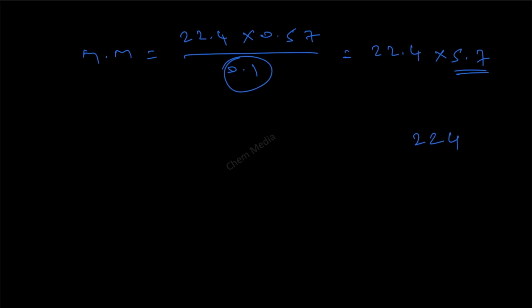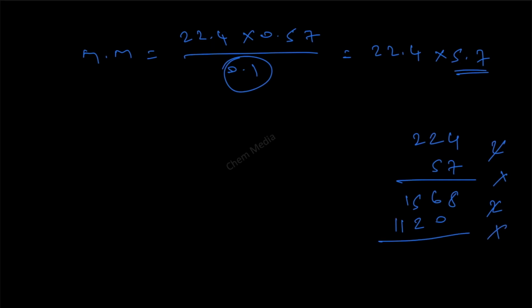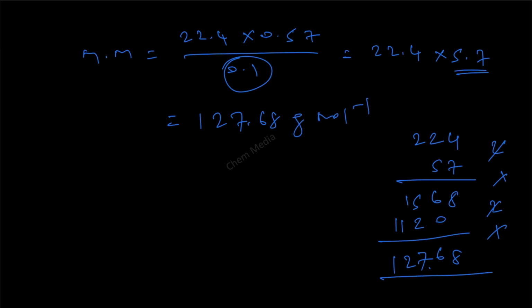So, therefore, 224 times 57. 7 times 4 is 28, remaining 2. 7 times 2 is 14 plus 2 is 16, remaining 1. 7 times 2 is 14 plus 1 is 15. 5 times 4 is 20, remaining 2. 5 times 2 is 10 plus 2 is 12, remaining 1. 5 times 2 is 10 plus 1 is 11. So, therefore, 12768, so 127.68, that is the molar mass of the compound in gram per mole.